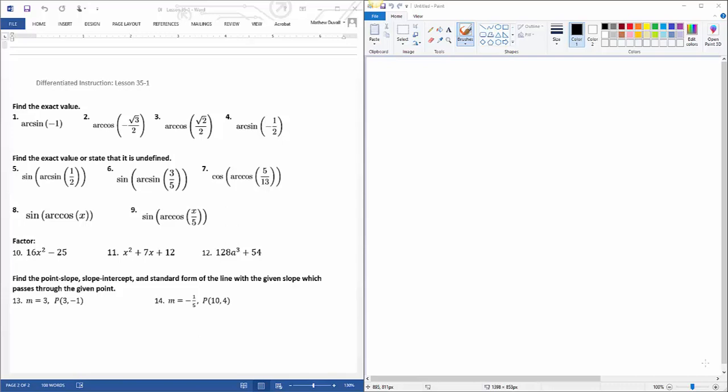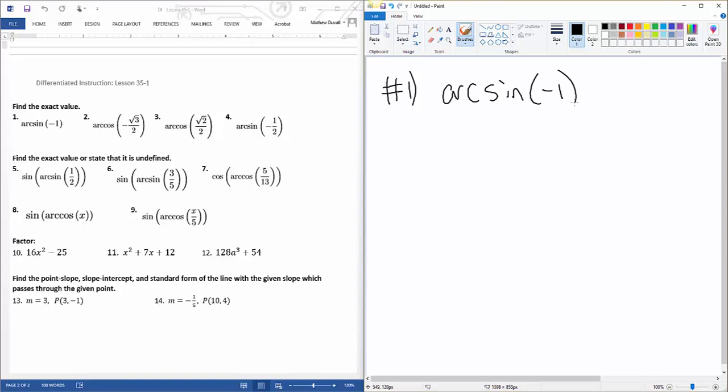All right, today is 35-1. We're going to be taking a look at trig inverse ratios and how they are simplified. Now remember, when we have these trig inverse ratios, essentially what it's implying is the angle. Whenever we see arc sine, arc cosine, arc tangent, it's always referencing an angle, meaning it's asking, like in number 1, if it says arc sine of -1, it's asking me what angle gives me the value of -1.